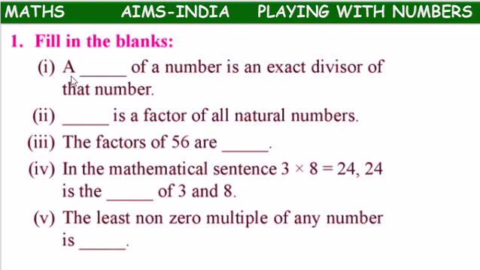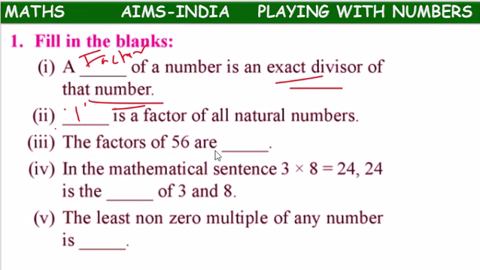Next, fill in the blanks. A dash of a number is an exact divisor of the number. What is the answer, children? Factor. Because a factor exactly divides any number. So the answer is factor. Dash is a factor of all natural numbers. So 1. Because 1 is a factor of any number.